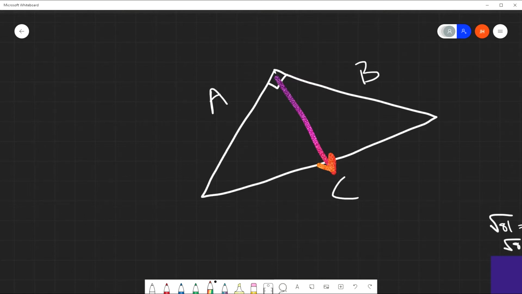All right, so now we're going to go ahead and take a look at how to use the Pythagorean theorem in order to construct something that we call a special triangle.